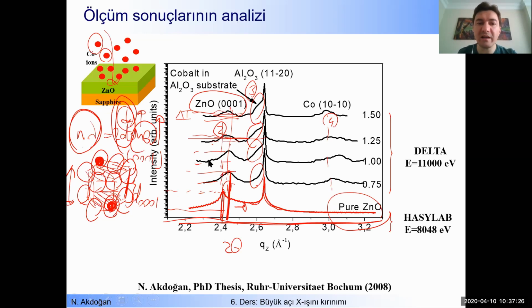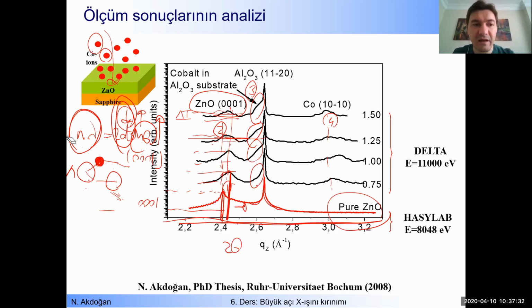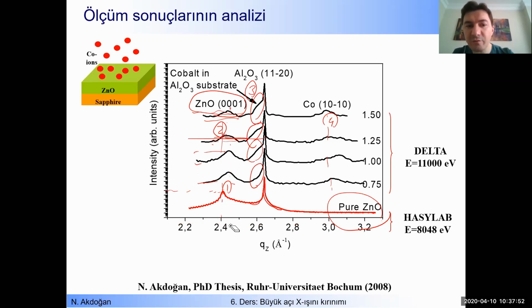So what does this information tell us? It tells us that some portion of the implanted cobalt ions entered into the zinc oxide and they are sitting in the zinc oxide crystal structure. Okay, this is the first information we can get from that signal. Any question? This is the first one. So the position of the peak tells us that.